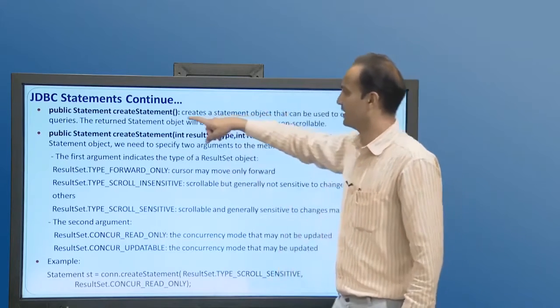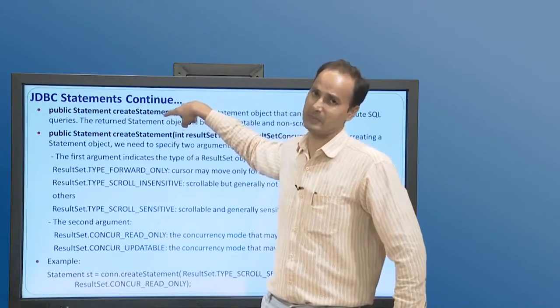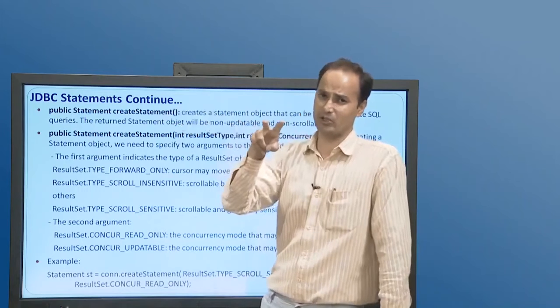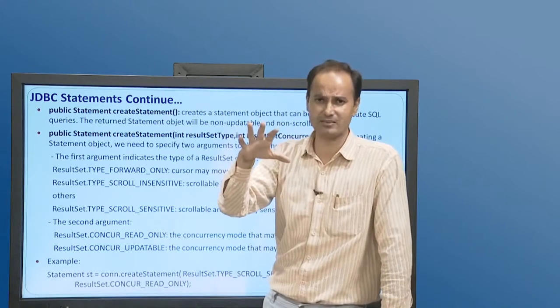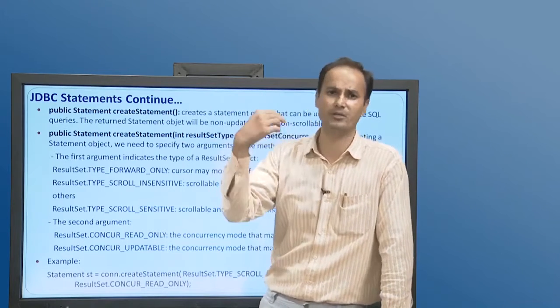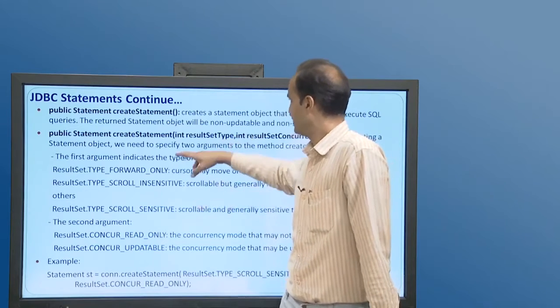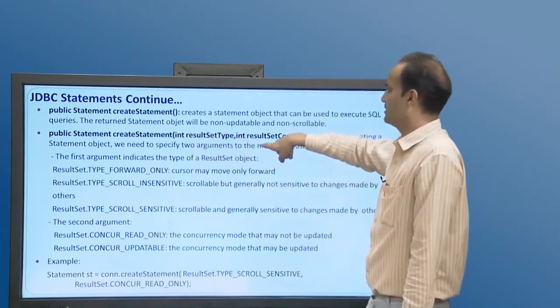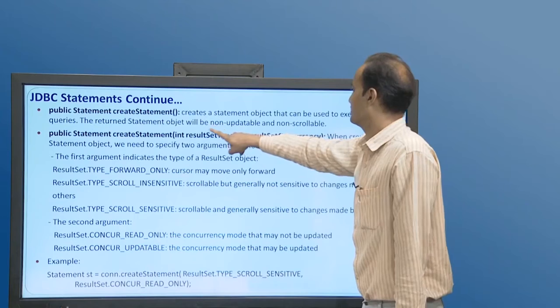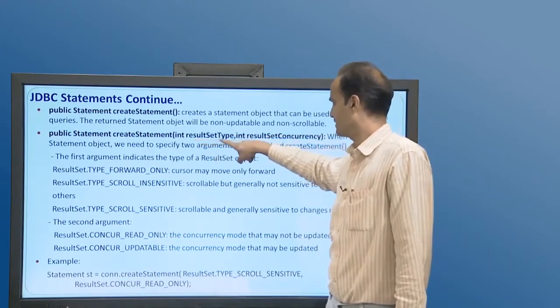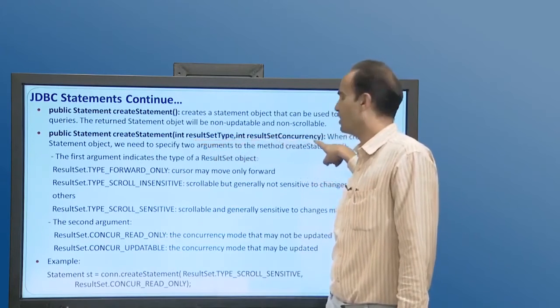Now, within the create statement method we can pass parameters. There are two main important arguments that we can pass. If we do not pass them, that is okay, then the default arguments will be passed. But if we want to pass them, most importantly we can pass two arguments: one is the integer result set type and the second one is result set concurrency.